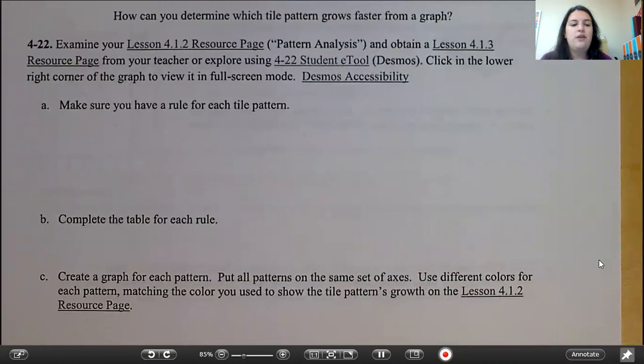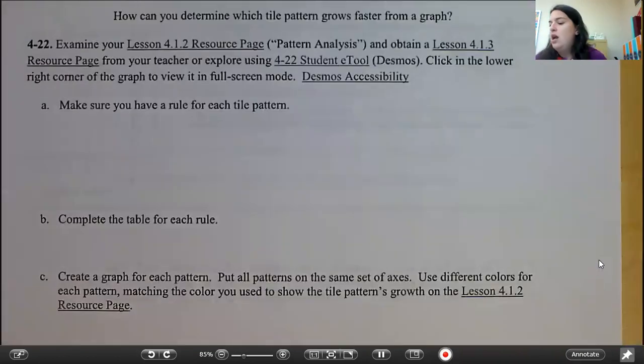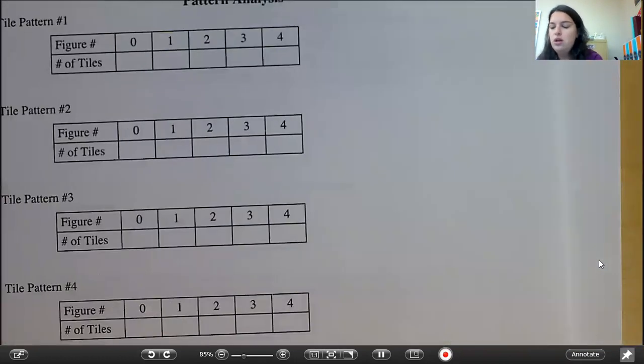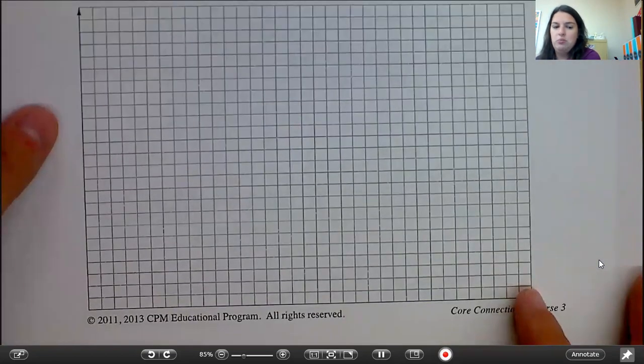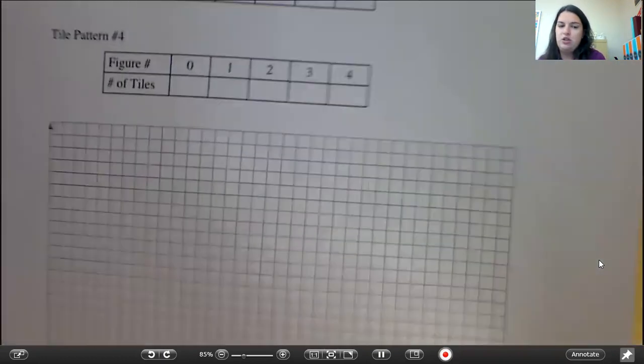Part C says create a graph for each pattern. Put all patterns on the same set of axes. Use different colors for each pattern, matching the color you use to show the tile pattern's growth on the lesson 412 resource page. So you will need the same colors that you used yesterday when you were coloring in which tiles were being added, and that is what you are plotting the points with. So if you used blue for tile pattern 2, when you're graphing tile pattern 2's line down here on the bottom of the resource page, you need to also be using blue. So go ahead and pause the video and graph on the resource page. All of them are going on this graph. You do not need separate graphs.